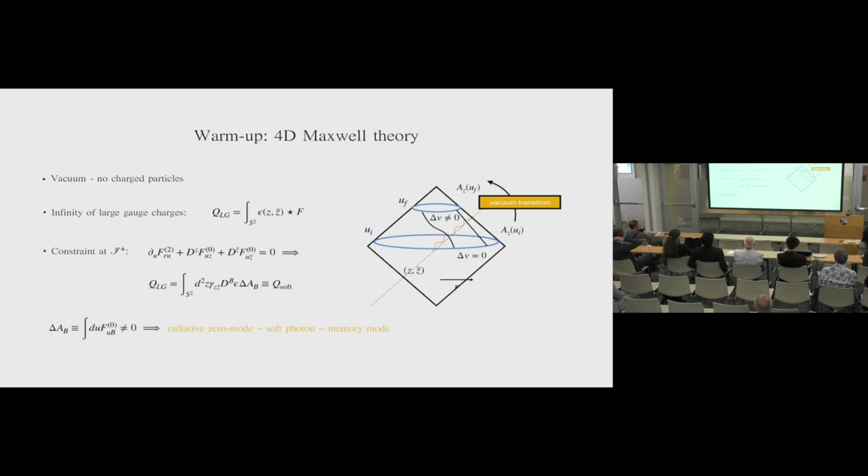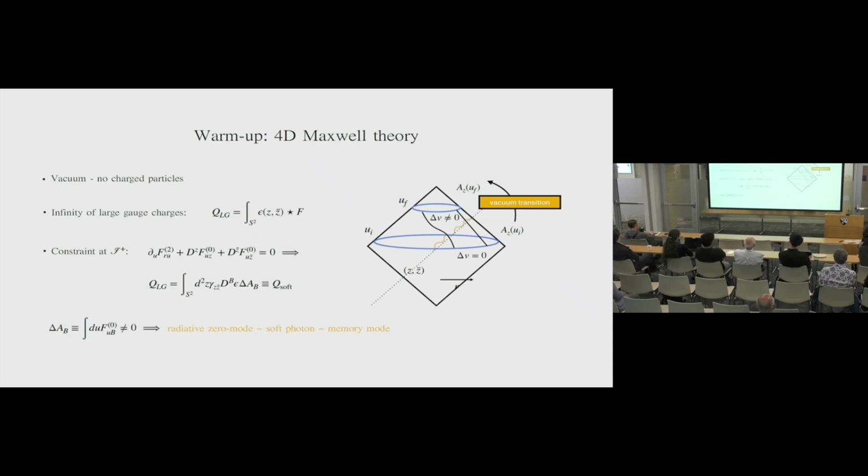So to start, I'm going to be considering 4-dimensional Maxwell theory in the vacuum, so with no charged particles. In these theories, one can define an infinity of large gauge charges that are given by integrals of the electric field around some sphere at infinity, weighted by a function on the sphere. Now, you may be very familiar with the case where this function on the sphere is actually a constant, in which case these charges would be just the global charges in Maxwell theory. But of course, here we are in the vacuum. We don't have any charged particles.